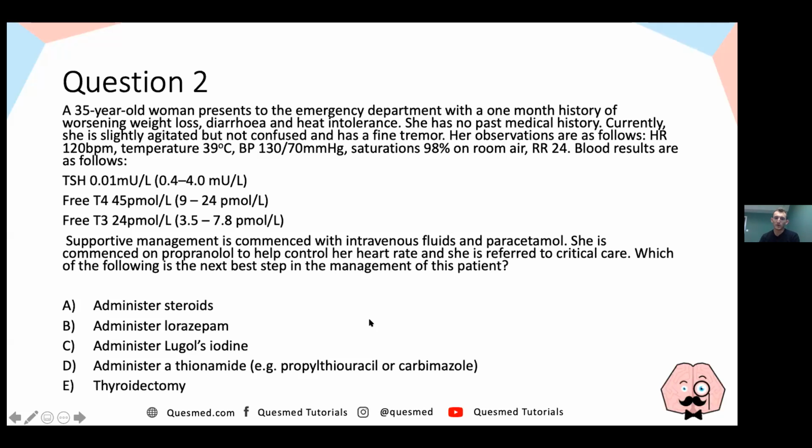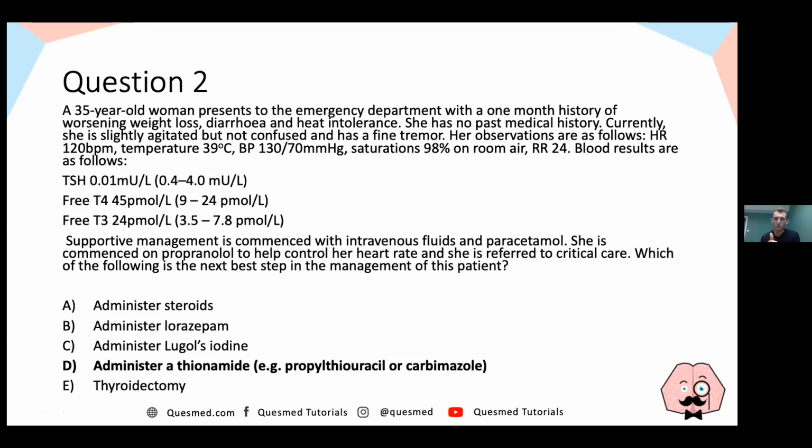Great, so most people were right in that one, and it's administer a thionamide. And a thionamide is either carbimazole or propylthiouracil, or PTU, and those are both things that inhibit thyroid hormone synthesis.